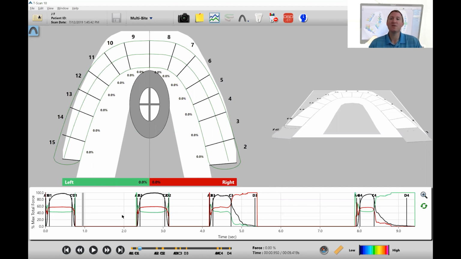So that's the quick and easy way to see if you have a good recording, as well as see if the patient's biting down the same way each time.